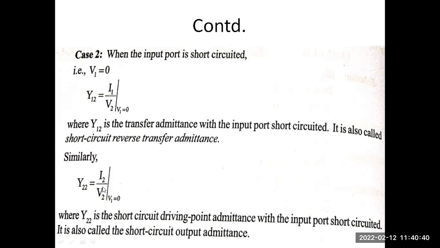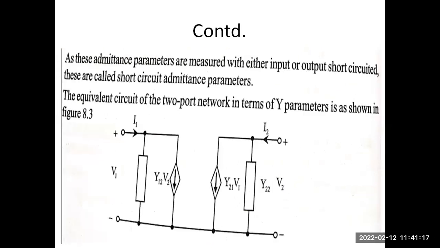Now next is Y22. This is I2 by V2, where V1 equals 0. So Y22 is the short circuit driving point admittance. Here you see at the output port you are giving the input voltage, and at the output port you are measuring the current. So that means at the same port you are measuring the admittance. That's why it is known as the short circuit driving point admittance with the input port short circuited, V1 is 0. It is also called the short circuit output admittance. So this is basically how we can calculate the Y parameters. I think it is clear to all of you.